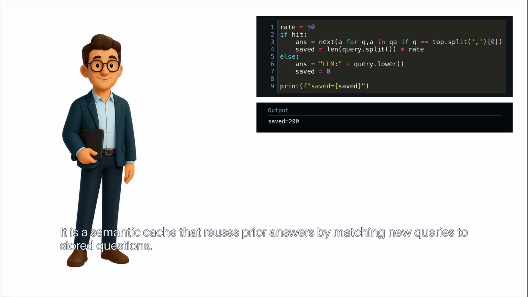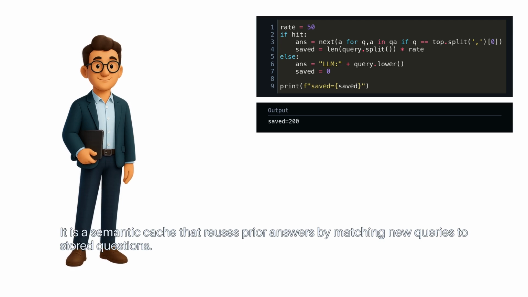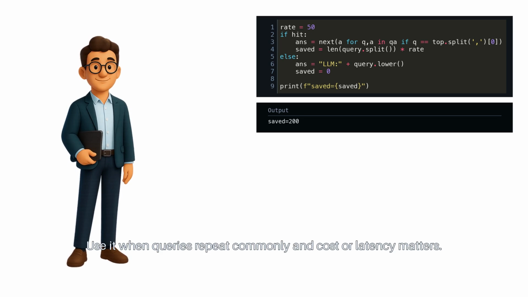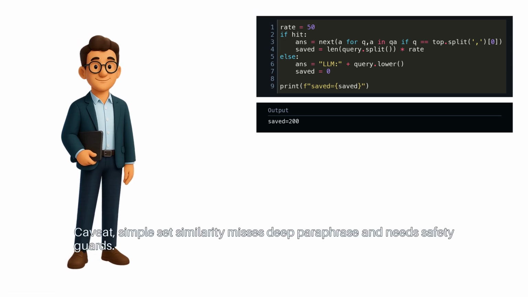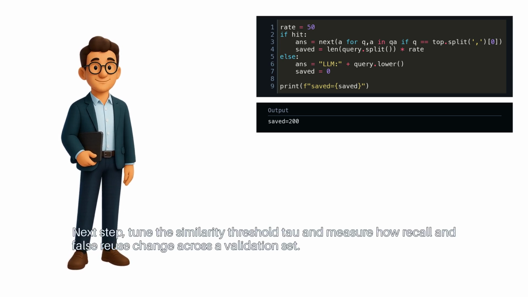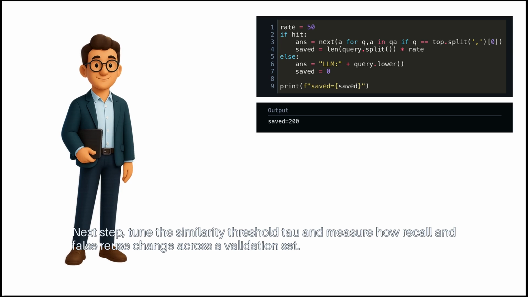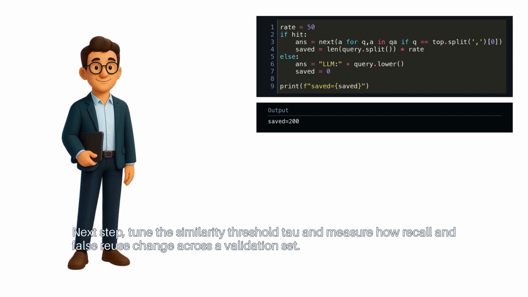Recap: it is a semantic cache that reuses prior answers by matching new queries to stored questions. Use it when queries repeat commonly and cost or latency matters. Caveat: simple set similarity misses deep paraphrase and needs safety guards. Next step: tune the similarity threshold tau and measure how recall and false reuse change across a validation set.